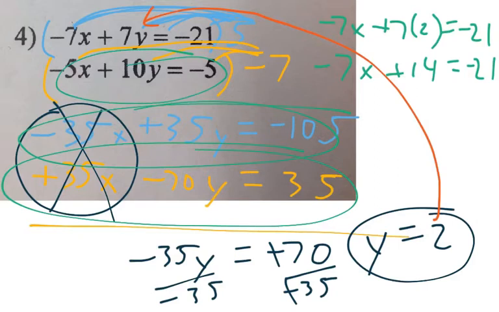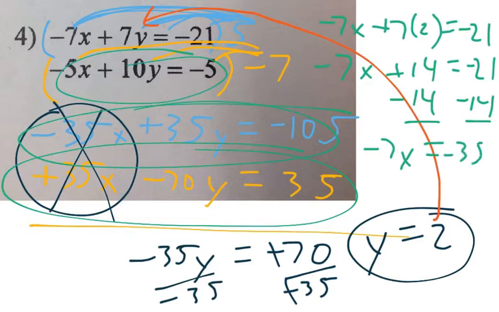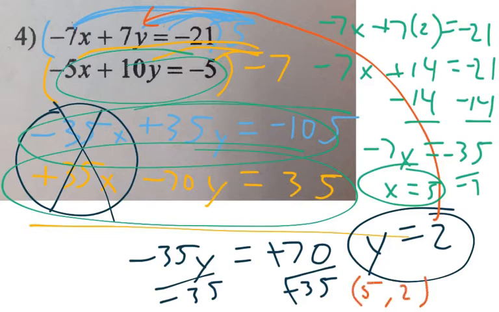But anyways, so now once I minus 14 both sides, negative 7x is going to equal negative 35. And once I divide by negative 7, I know x is positive 5. And so my final answer is 5, 2. Right? My final result is 5, 2. Pause the video if you need to.